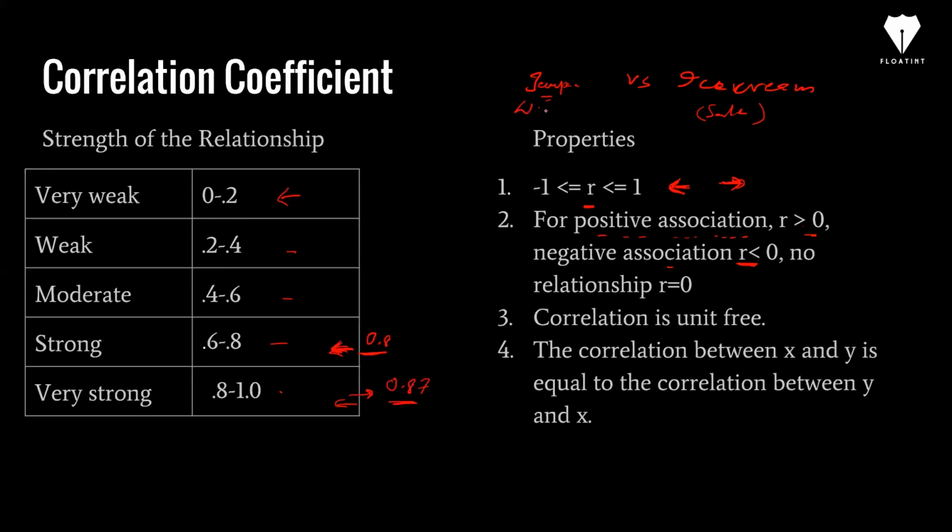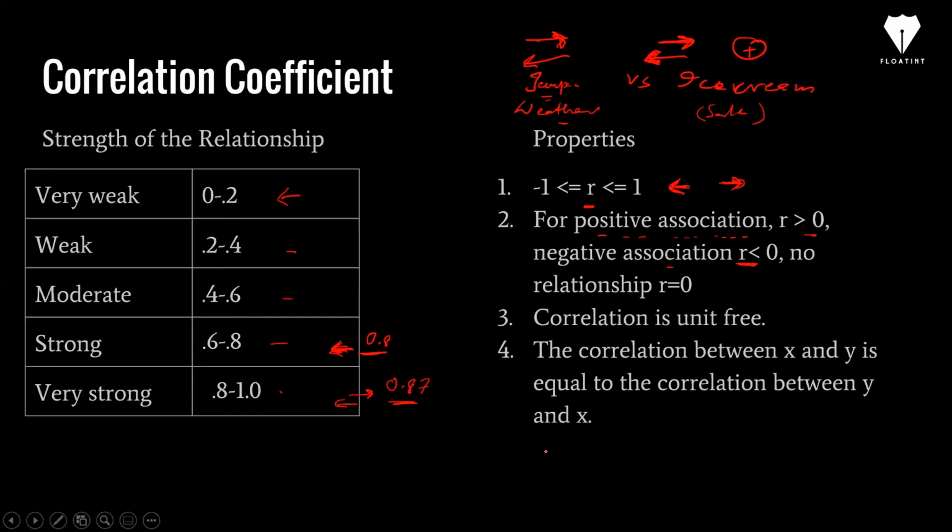So temperature, basically weather, I am talking about. If your temperature is high, then your ice cream sale will increase, right? And if it is low, then the sale will also decrease. So it is showing me the positive correlation.